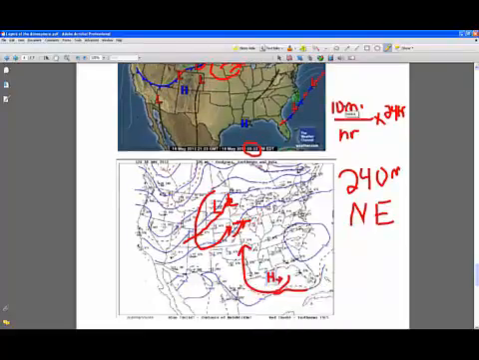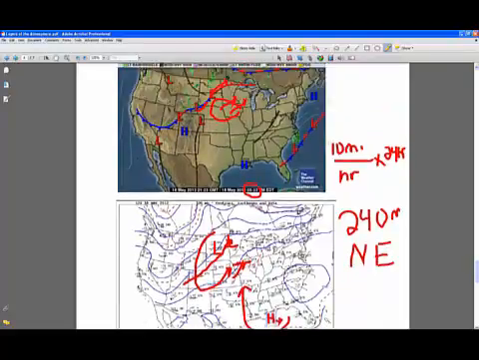So I'll give you a lab where you can practice moving fronts. And it's a good idea to be able to move fronts because we know that precipitation occurs around low pressure, around fronts, and fair weather around high pressure.